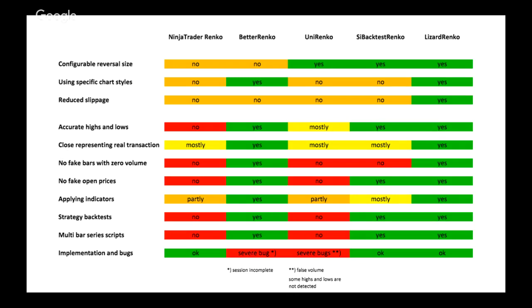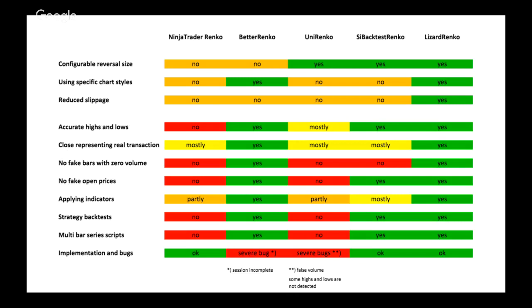More importantly, I think for system trading, of course, is whether the actual price action is captured accurately as it relates to the open, high, low, and close. The issue with fake bars containing zero volume also impacts indicator output. And as we saw, the fake open prices impact the backtest results the most.